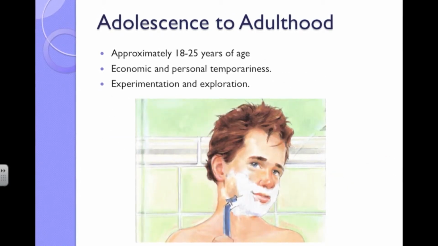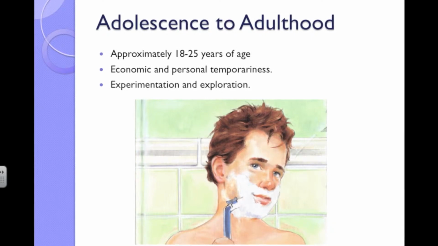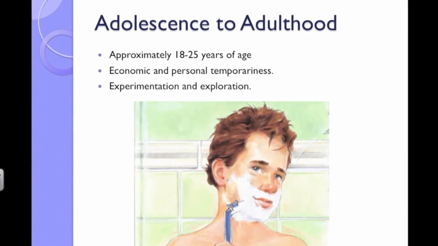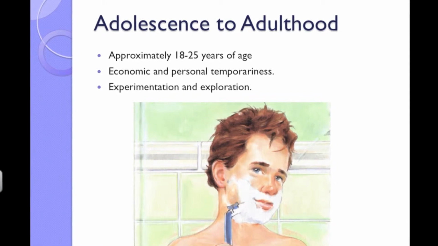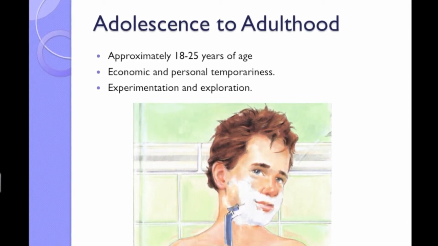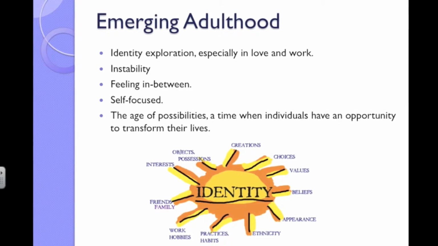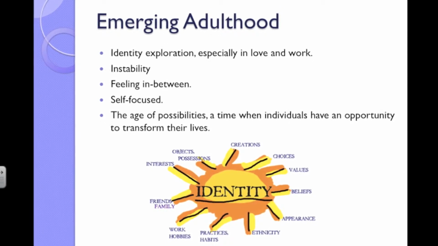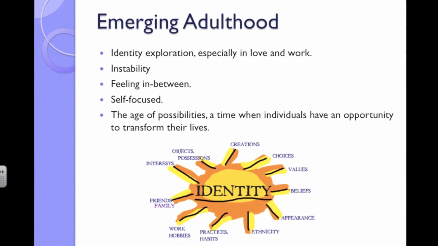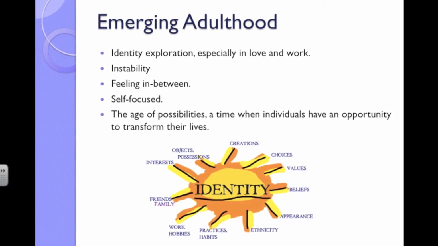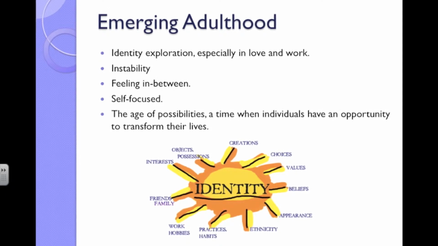The transition from adolescence to adulthood focuses on cultural standards and experiences. It occurs between the ages of 18 to 25 and is often characterized by economic and personal temporariness. Let's talk about emerging adulthood. Arnett concludes that there are 5 key features that characterize emerging adulthood: identity exploration, instability, self-focus, feeling in between, and possibilities.